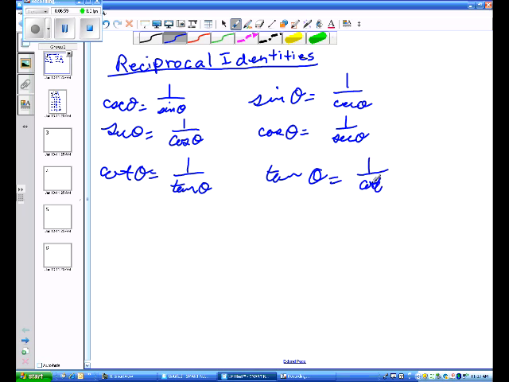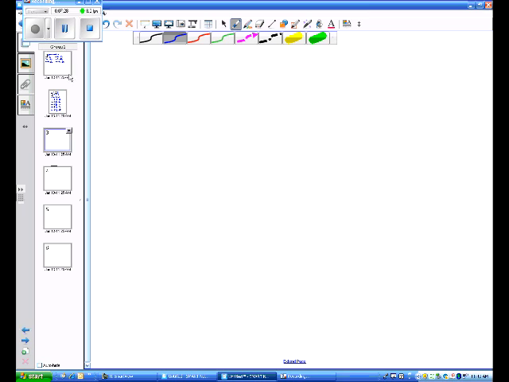But as we said, most of the time we will change cotangent to tangent and secant to cosine and cosecant to sine. And that's the way that we will deal with these most often, not changing sine to cosecant. So we have what are called our reciprocal identities. Okay, we also have what are called our ratio identities.